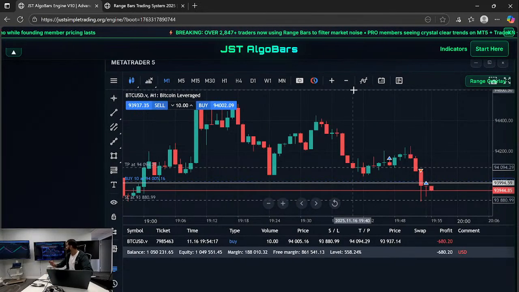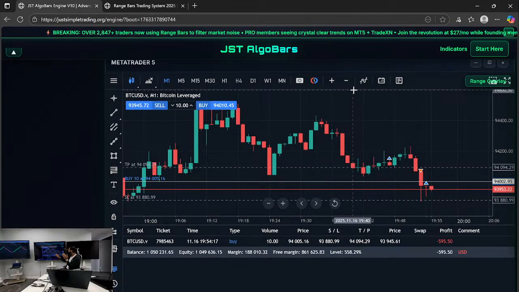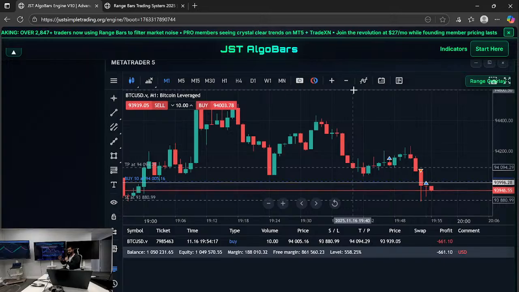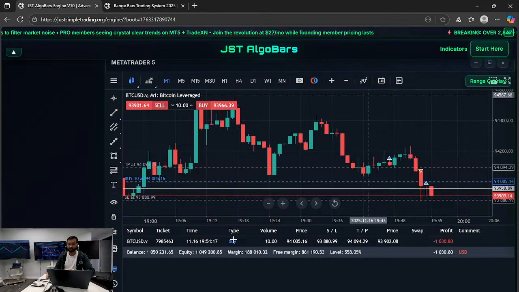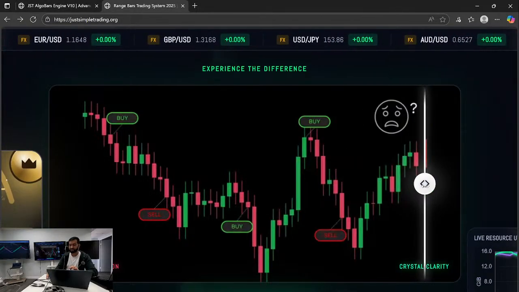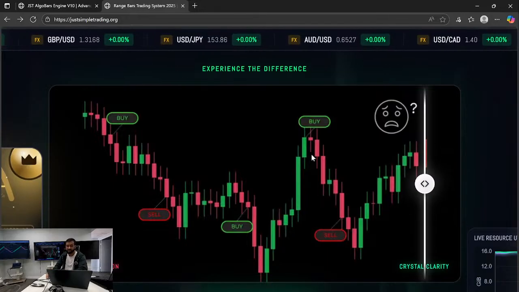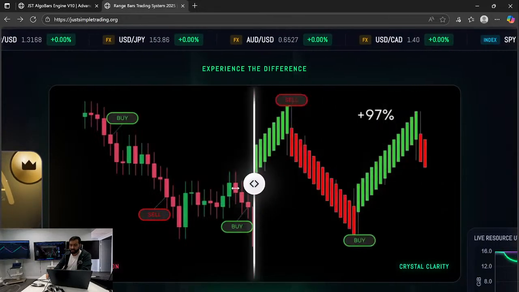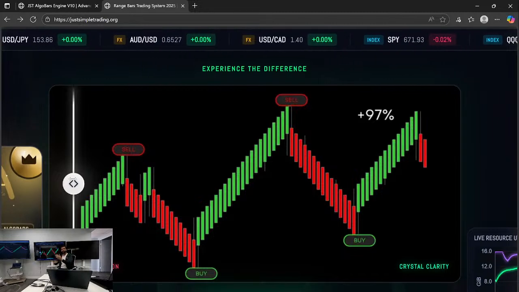So here's the problem. Most people are going to be doing analysis on these candles, right? And what's going to happen is you're going to continuously over time end up losing a lot of money. Now, the reason is because you're looking at these candles. And let me show you guys the difference. So right here, again, this is the time-based candles. You actually don't know where to enter. But if you look at our range bar system, it shows us exactly which way the trend is actually going.